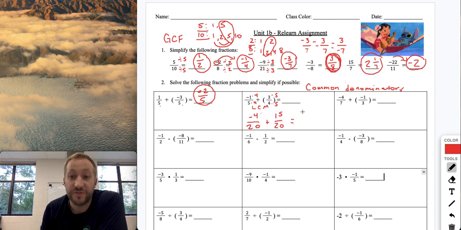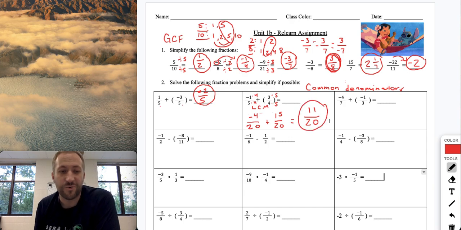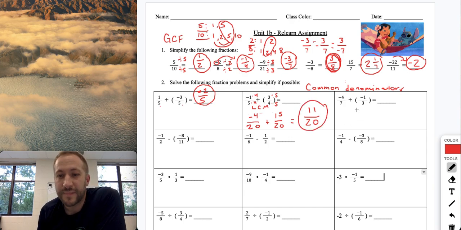So now, do I have common denominators? Yes, I do. So I'm going to keep the denominator. It stays the same when I add these. Now I just get to go and add the numerator. Negative 4 plus positive 15. That gives me positive 11. I can't simplify it, so that's my answer. 11 over 20. Let's look at the next one.